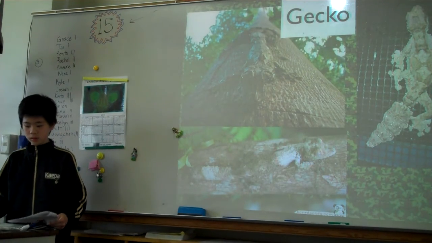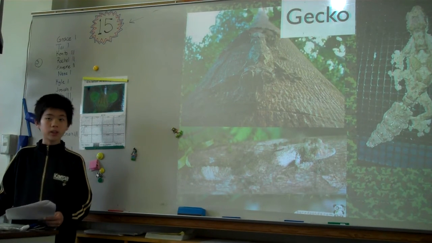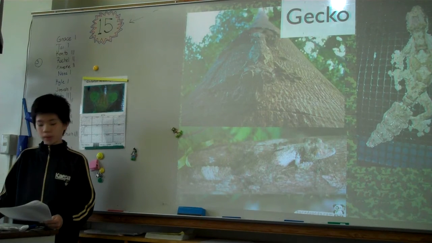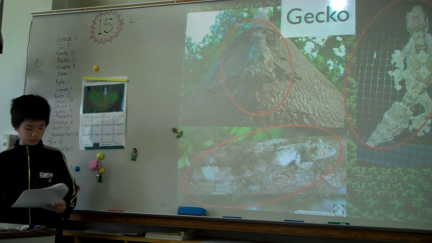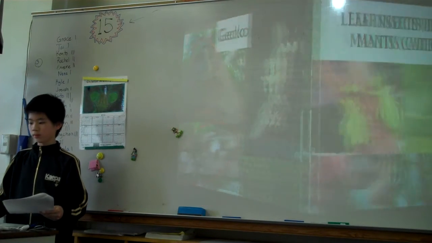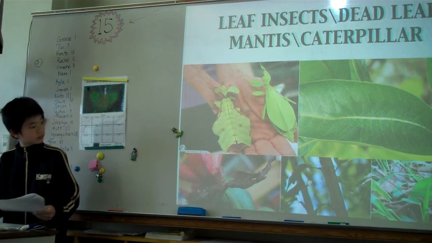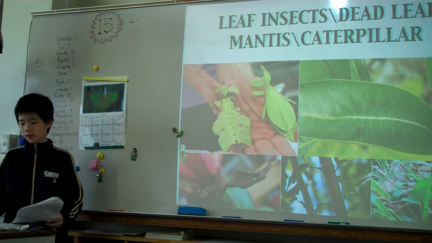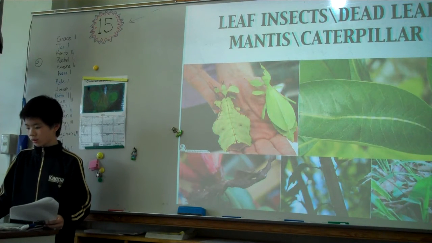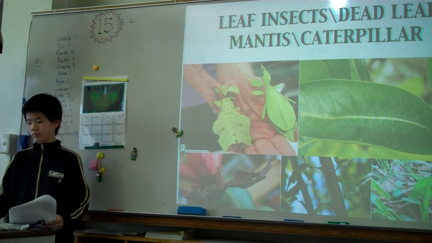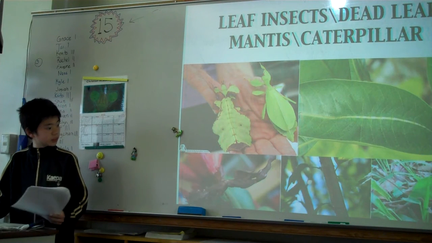Gecko. These geckos are camouflaged by looking like tree bark and other things like dirt. Leaf insects and dead leaf mantis and caterpillars. These insects are made to look like dead leaves or just random things like living leaves or stems and other things like trees.